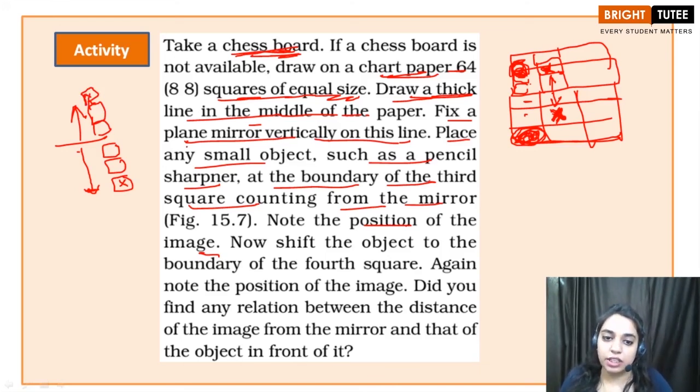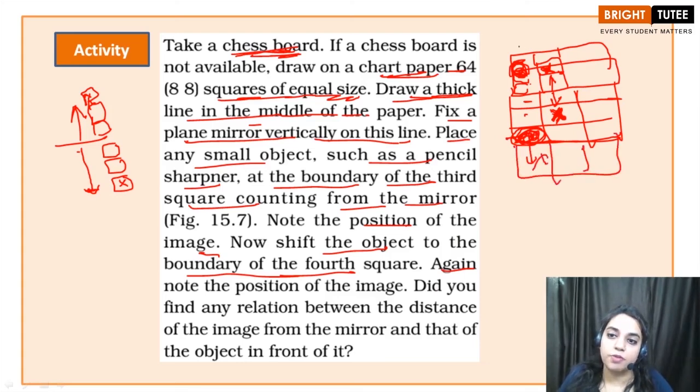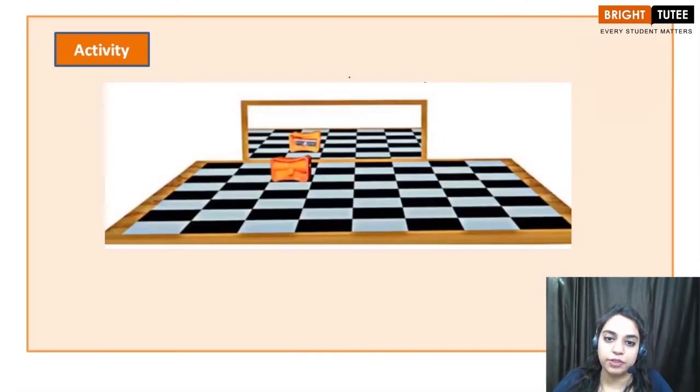Okay children, now shift the position of the object to the boundary of the fourth square. Again you will observe the image will be formed in the fourth square. Suppose now we have moved this object to the fourth square, then the image will also be formed in the fourth square but behind the mirror. Okay, let's just understand this with the help of a diagram.